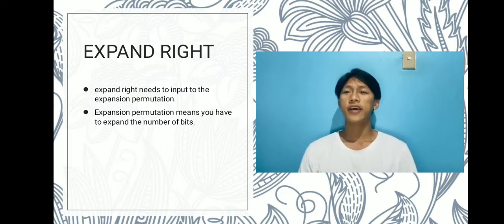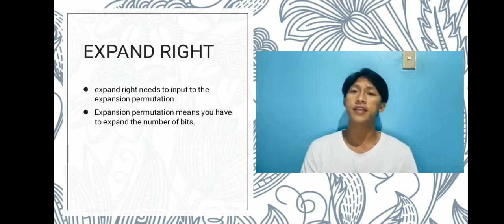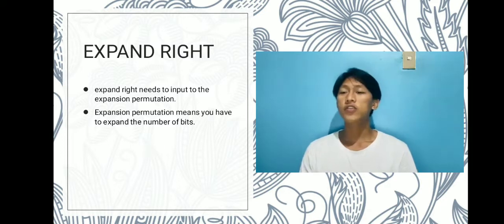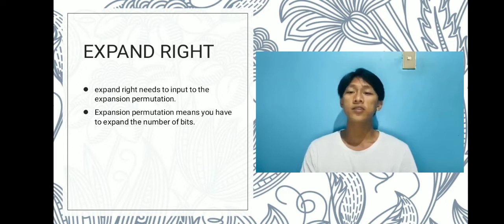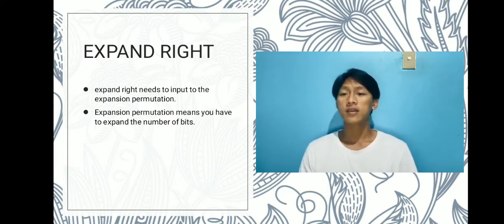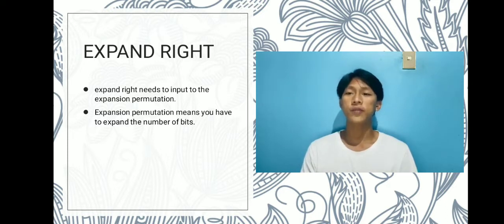Next is expand right. When we say expand right, we need to apply the expansion permutation, and it means you have to expand the number of bits. We need to follow the transposition order for the expansion permutation. The table shows we need to arrange the 1 to 32 bits and 16 bits will be added so that the complete block is 48 bits, because the input is 32 bits and the output is 48 bits. So we are adding 16 bits.